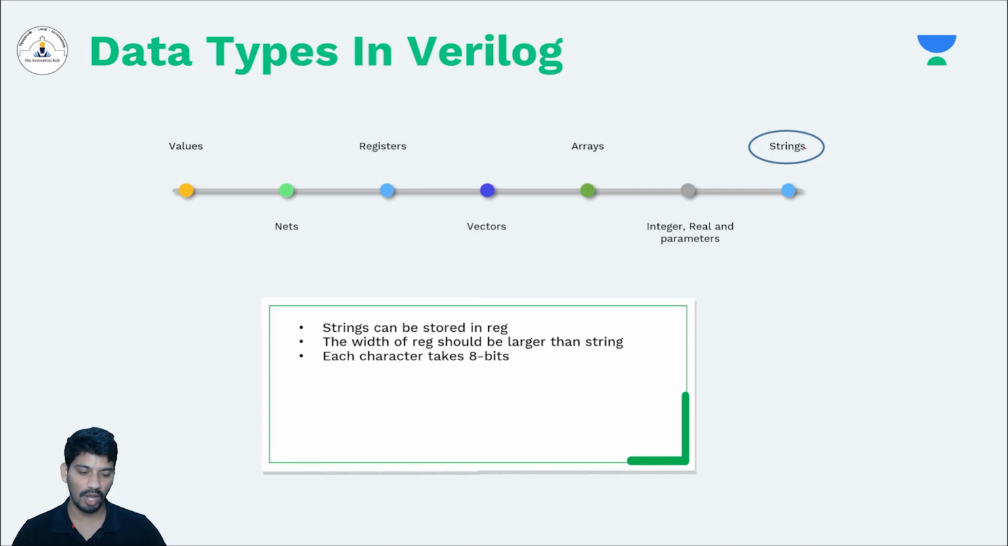Now let's see the last data type, called strings. Strings are very similar to the C language, where they can be used to store data in a register, right? The width of the register should always be greater than the length of the string that you want to write. Otherwise, it will truncate the leftmost values of your string. If the register is wider, it will add zeros, which won't be a problem for you. But if the register is too small, it will truncate the values. So always take care that the width of the register is larger than the string that you want to assign.